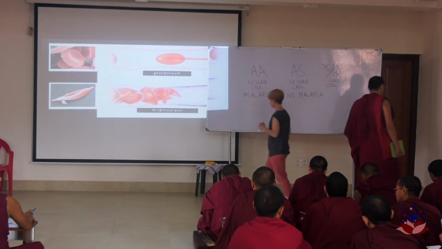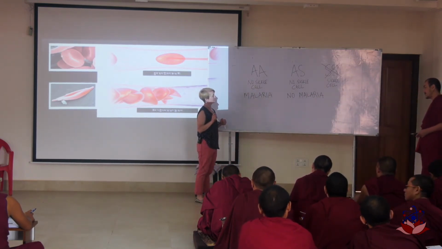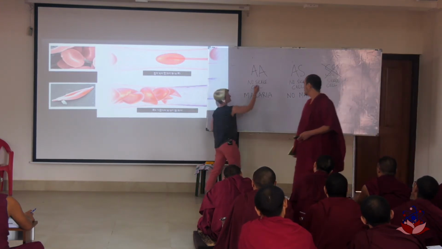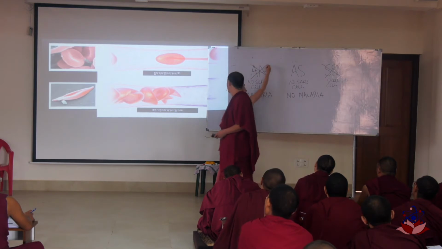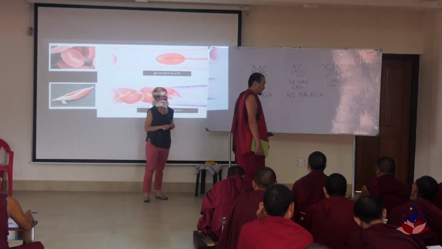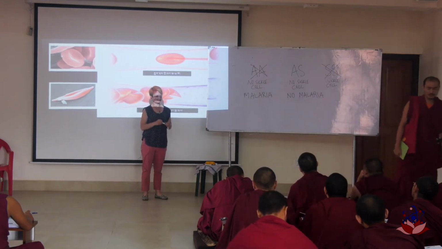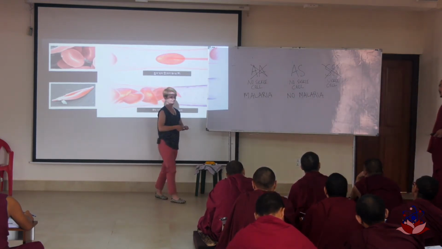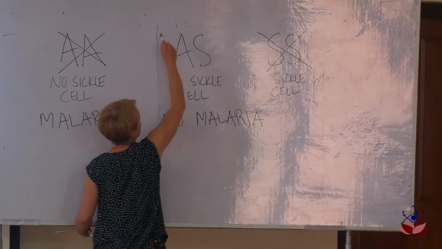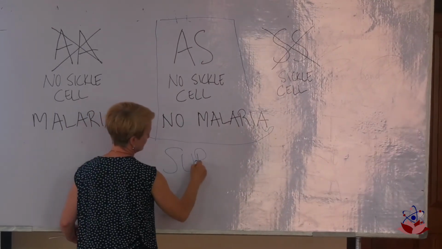But now we also see strong selection against people with 2 normal alleles. And so it's people with this combination of alleles who survive.